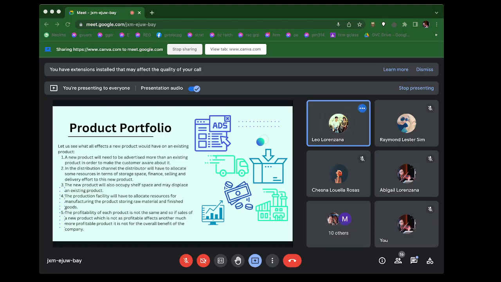And lastly, the profitability of each product is not the same, and so if sales of the new product, which is not as profitable, affect another much more profitable product, it is not for the overall benefit of the company. Hence, the company always analyzes and tries to ensure that a new product that is launched must not have a negative effect on its existing product range, and that the overall profit of the company increases with this introduction.